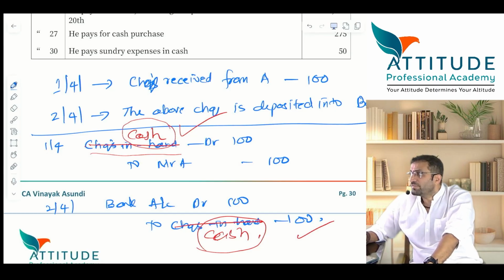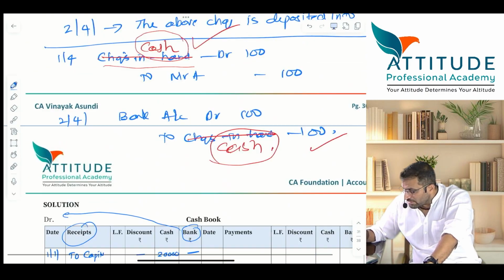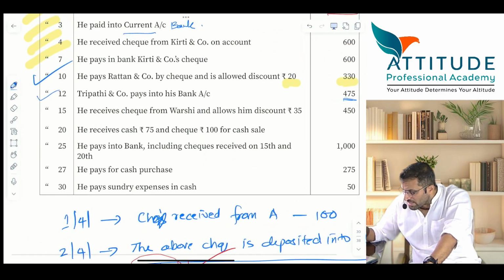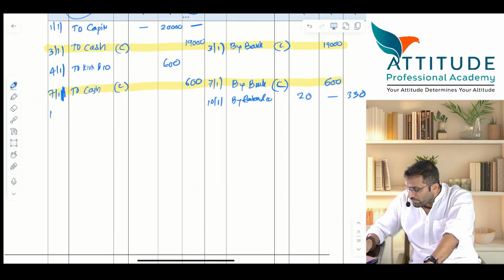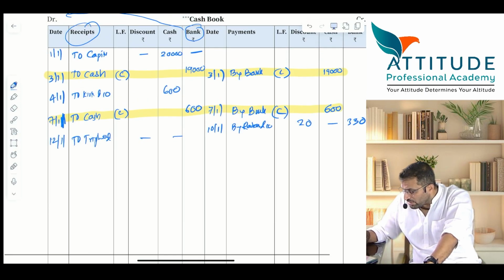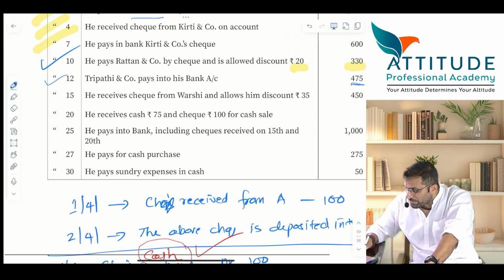Entry bolo. Bank account debit to Tripathi and Co. So bank account debit directly. कितना है amount? 475. 12th को. So 12th Jan to Tripathi and Co. In the column, कितना है वो? 475. बैंक में डायरेक्टली पैसा आया. Is that clear? Next, tell me the next one.